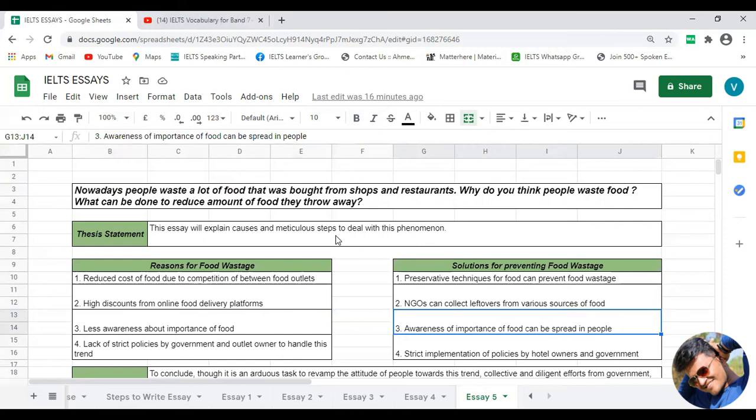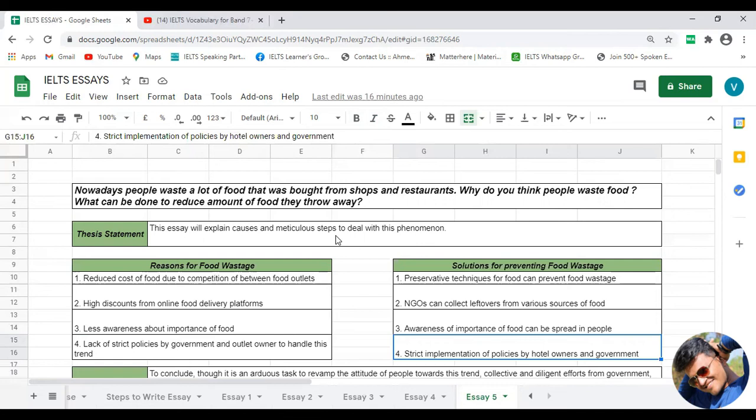It means people should be educated about the importance of food, either by the government or by some NGOs, or they can learn the importance of food by themselves also. So just ask yourself: these are the reasons, then what can be the solutions for the same, and simply add them in your other paragraph, right? Now let's say, for example, in the first paragraph we have already discussed the lack of strict policies by the government, by the outlet owner and all those things.